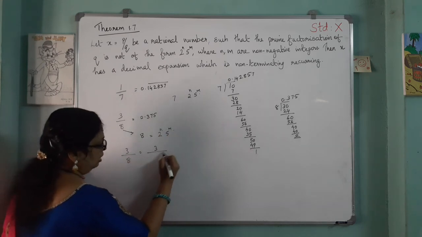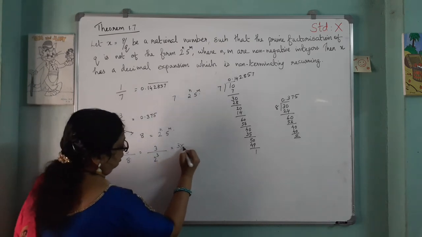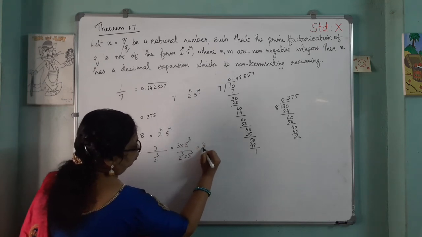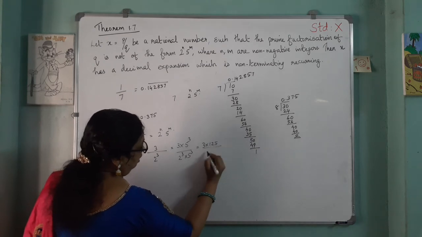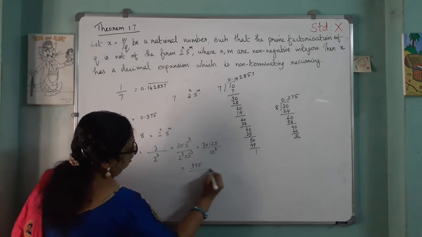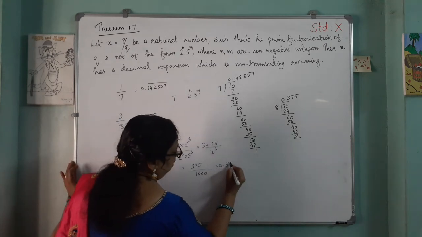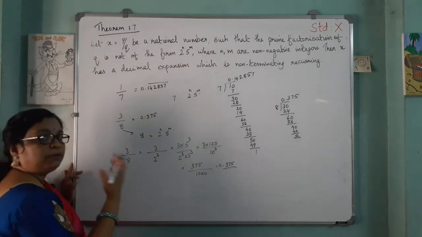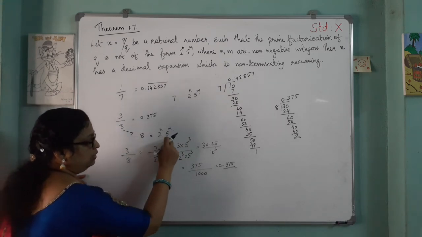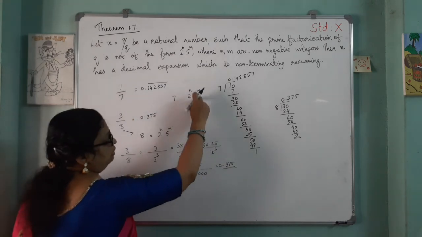We write 3 divided by 2 cube. Then multiplying both numerator and denominator with 5 cube, that is 5 cube divided by 2 cube into 5 cube. That is equal to 3 into 125 divided by 2 into 5, 10 cube. That is equal to 375 divided by 1000, which is equal to 0.375. That we know, as in the previous theorem also. So 8 can be written in the form 2 raised to n, 5 raised to m this way. And 7 cannot be written in the form 2 raised to n, 5 raised to m.